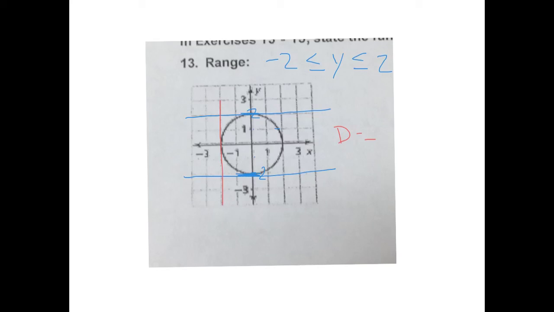We could very easily do domain on this one as well. Domain starts over here, left, and goes to the right. So that's -2, and that's +2. Domain is X. Start with less thans. Again, it does touch on both sides, so we have to put the equal to parts.